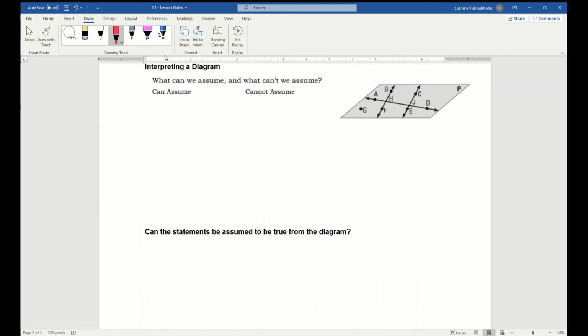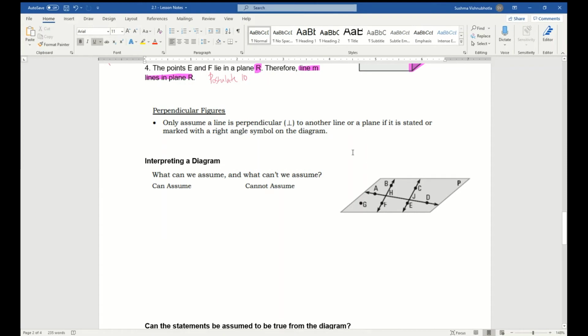Perpendicular figures. Only assume a line is perpendicular to another line or a plane if it is stated or marked with a right angle symbol on the diagram. Okay, so perpendicular, which is represented by this symbol here, means that if 2 lines or planes are perpendicular, they're crossing at 90 degrees. So you'll see it, either they'll tell you verbally using the word perpendicular, or they'll have this symbol here, the right angle symbol. So that means these 2 lines intersect at 90 degrees.